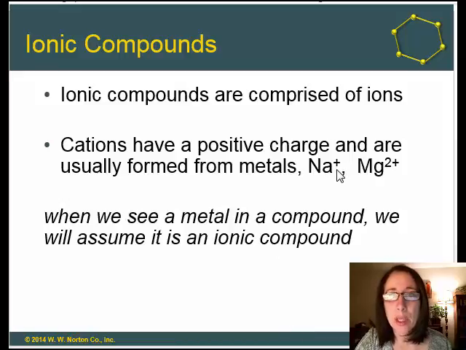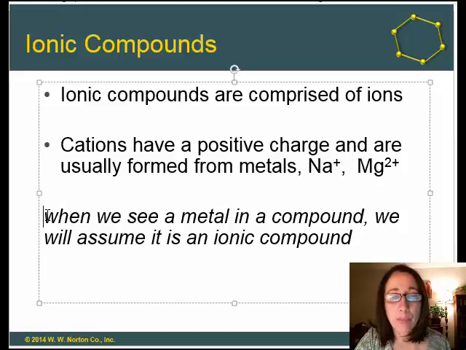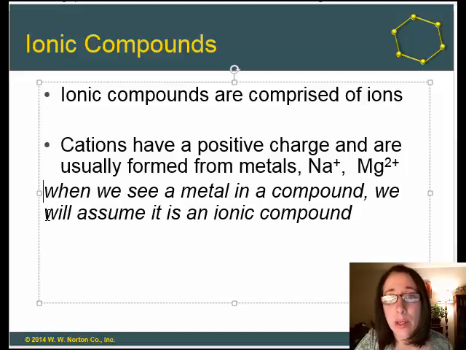So for example, Na+, Mg2+. And this is so much the case that metals form cations that whenever we see a metal in a compound, we are going to assume that it is an ionic compound. That's going to be our criteria.